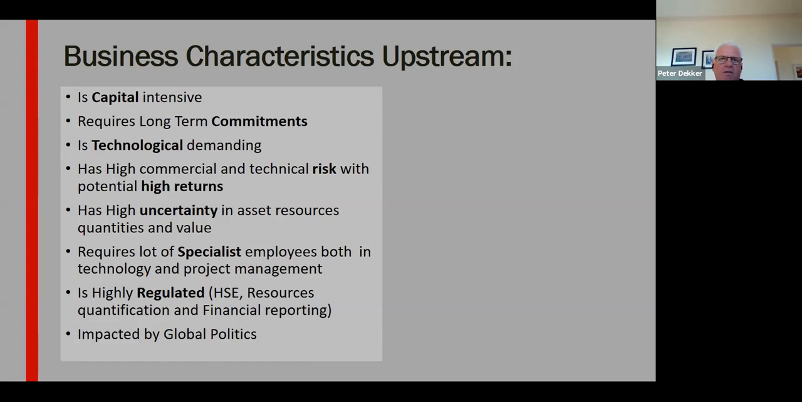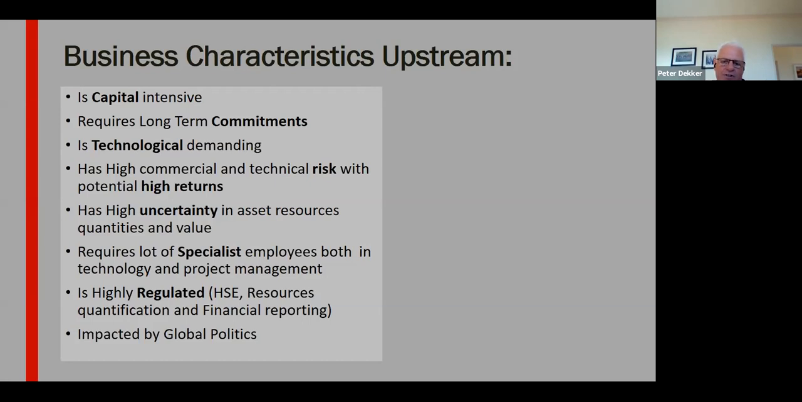Technologically very demanding. This offshore area where they're drilling at the moment is really one of the roughest places on earth where they're drilling. And it has a high commercial and technical risk. But if you get it right, with high returns.